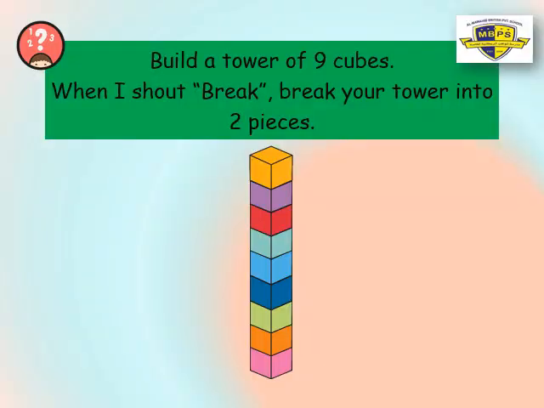Excellent. Now build a tower of 9 cubes. You've got cubes or building blocks. When I shout break, break your tower in 2 pieces. They don't have to be equal because you've built it from 9. Now we're going to do 9. Okay, so 9 blocks. Put them together. 1, 2, 3, 4, 5, 6, 7, 8, 9. And when I say break, you break it. Right? Break.